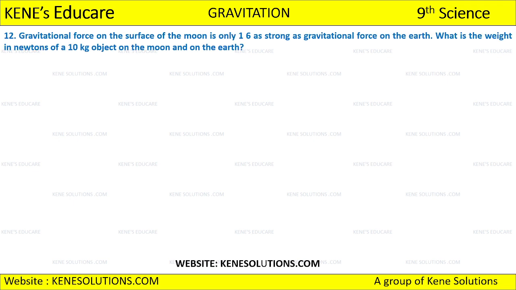Then we have the 12th question: the gravitational force on the surface of the moon is only 1/6 as strong as the gravitational force on earth. So what is the weight in newtons of 10 kg on the moon and on the earth? Now we know that the weight of an object on the moon is 1/6 of its weight on earth, and the formula for weight is m into g, that is mass into acceleration due to gravity. So the weight of a 10 kg object will be 10 into 9.8, because acceleration due to gravity is constant, and you will get the answer as 98 Newton.